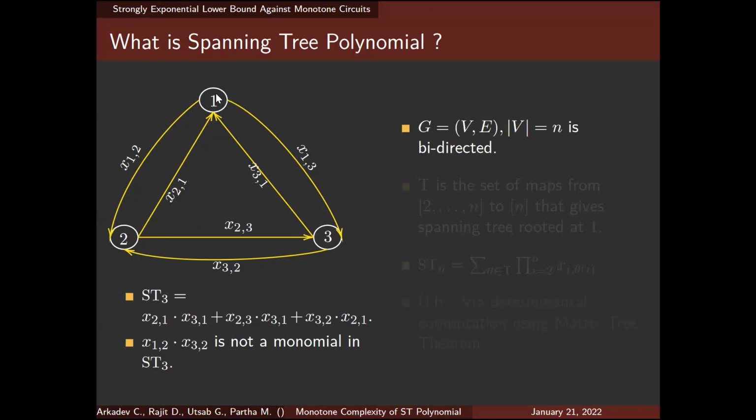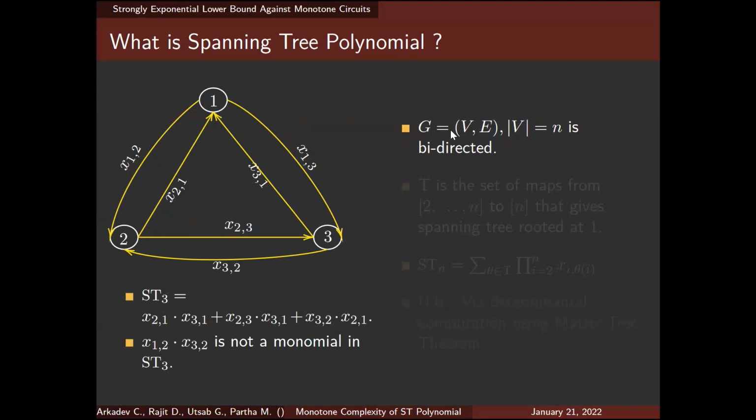Example, let's see what is the spanning tree. The spanning tree here is 1 goes to 2 and 3 goes to 2. But this is rooted at vertex 2. So that is why it is not included in our polynomial. We are interested here in checking spanning tree polynomial corresponding to a bidirected graph G on n vertices.